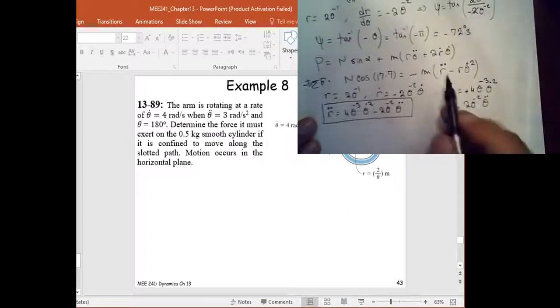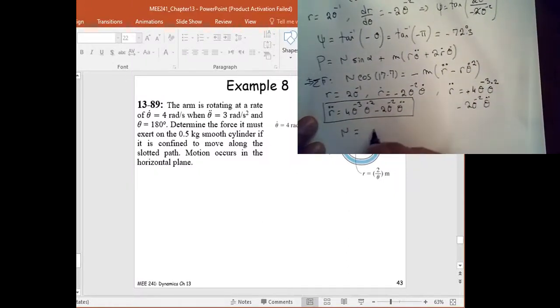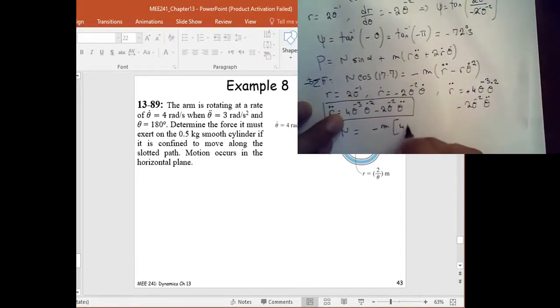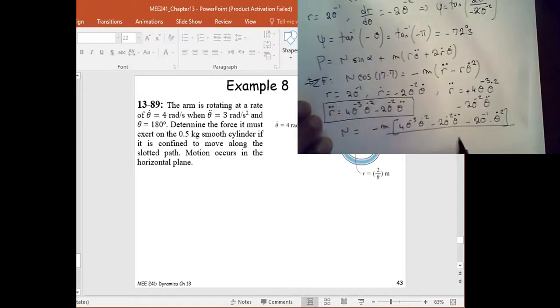Now we can basically replace all of these. So I know n is going to be equal to minus m times r double dot, which is this 4 theta minus 3 theta prime squared plus 2 theta minus 2 theta double dot, minus r. What was r? 2 theta minus 1 times theta prime squared. Now you see everything is known, all over cosine 17.7.